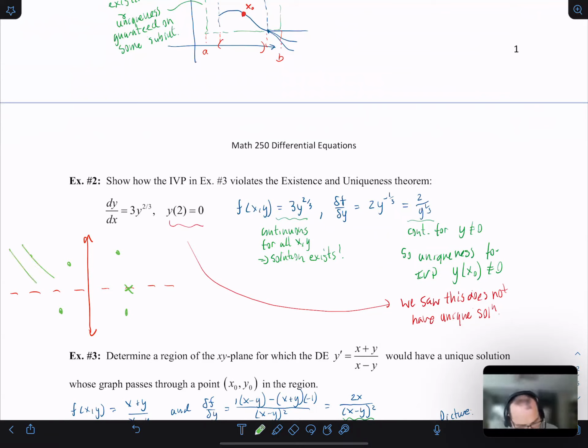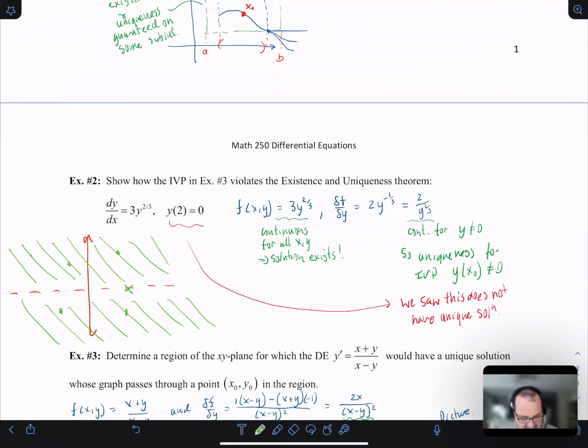So we can shade in the domain here, or the region where a unique solution exists. It is everywhere in the plane except for the x-axis. The x-axis is the only place where this fails. So here, y cannot be equal to 0. That cannot be part of our initial value problem.